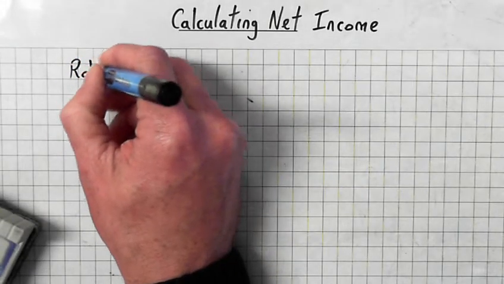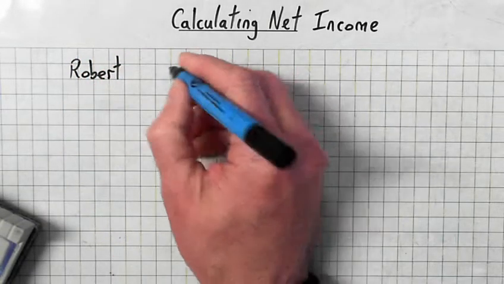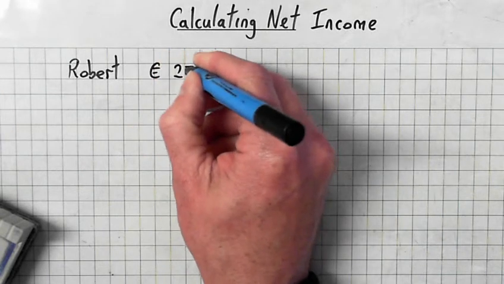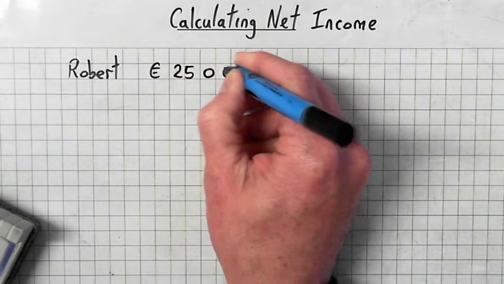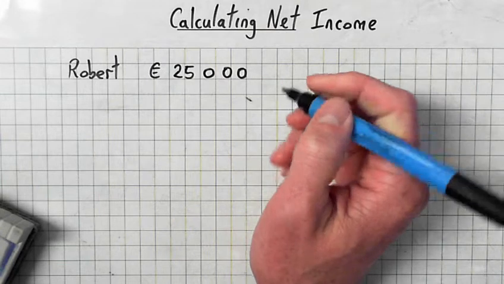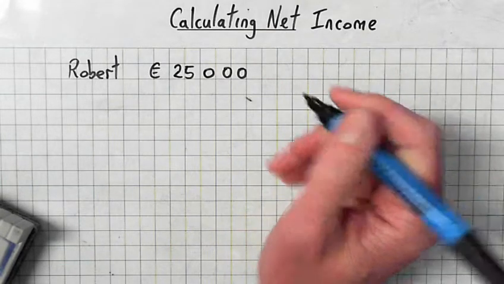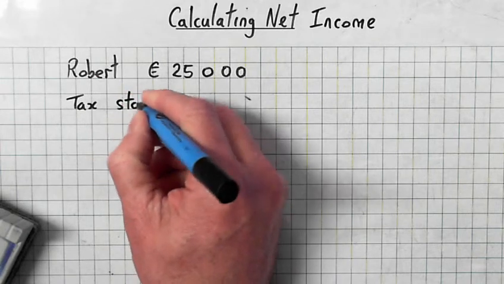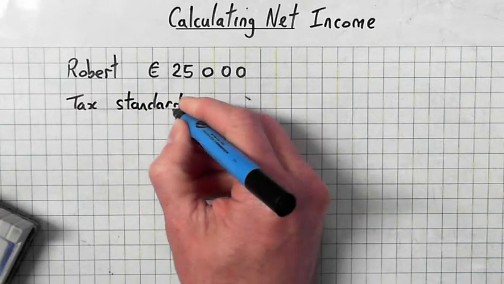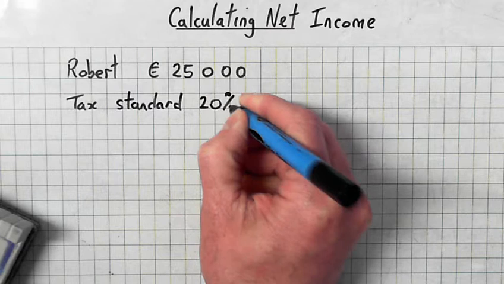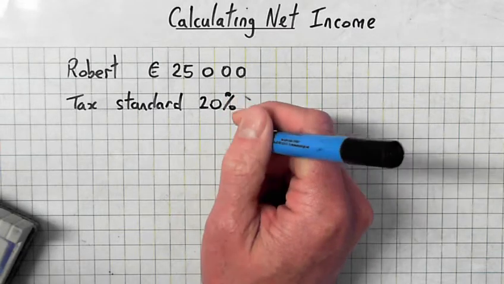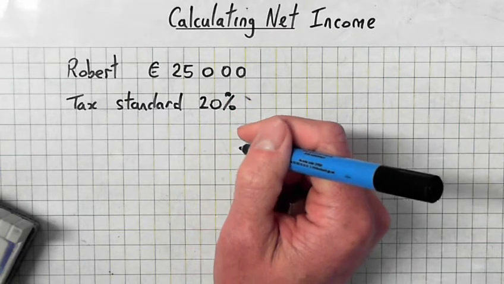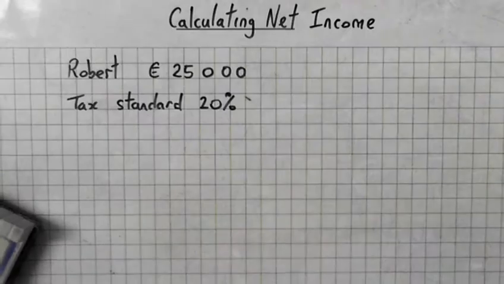Alright, so we'll just look up. Robert earns €25,000. He pays tax at a standard rate, so his tax is 20%. Just calculate the tax payable. How much tax does he pay?